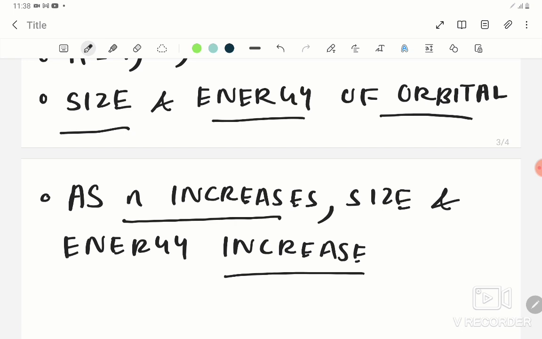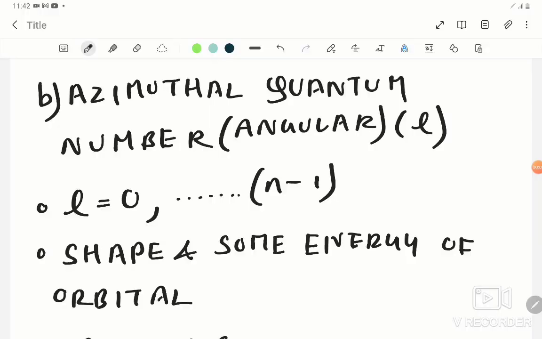Let's move ahead to the next quantum number. Yes students, the next quantum number is azimuthal quantum number, which is also known as angular quantum number L. Guys, the value of angular quantum number starts from 0 and it goes up to n minus 1, where n is the principal quantum number. So guys, this means that angular quantum number is dependent on principal quantum number.